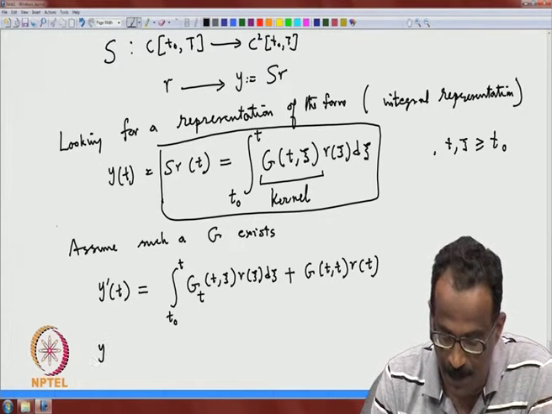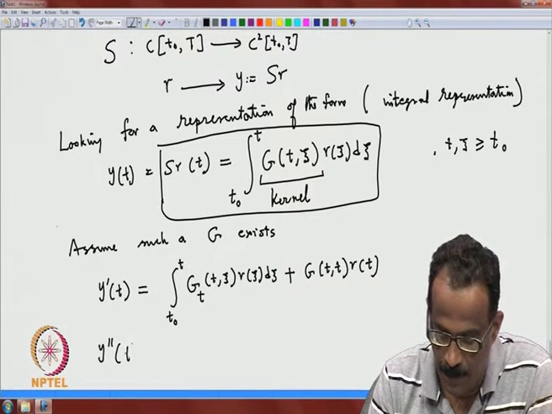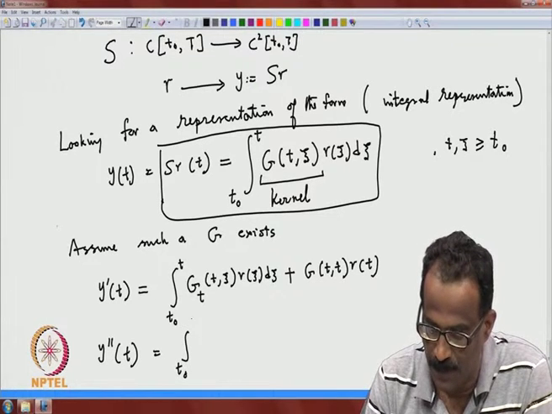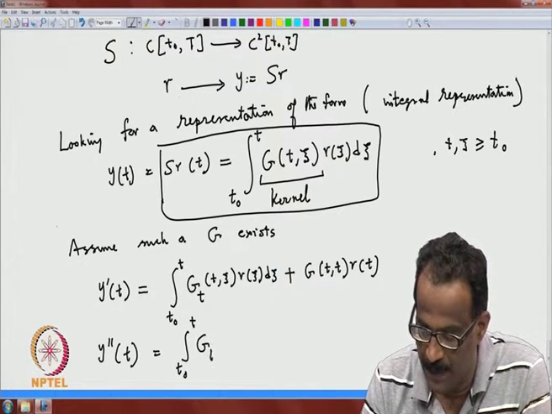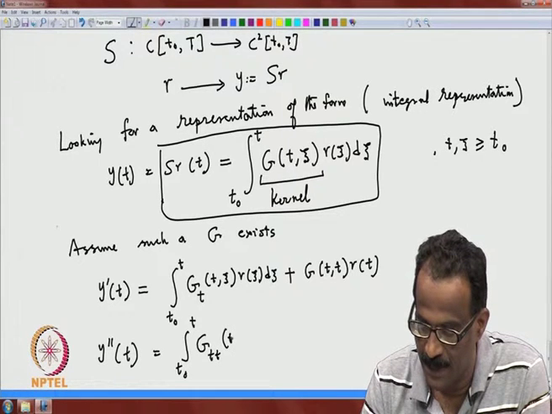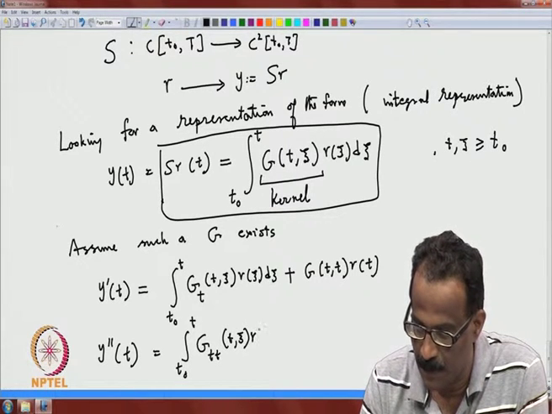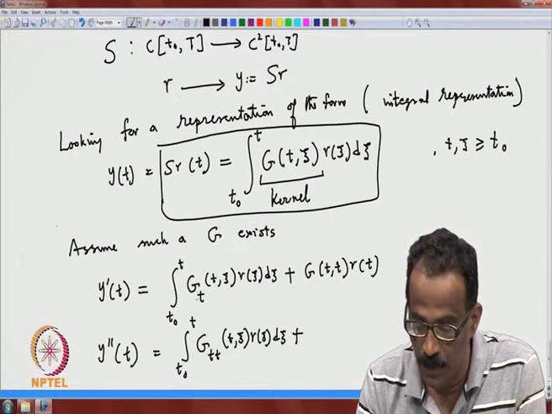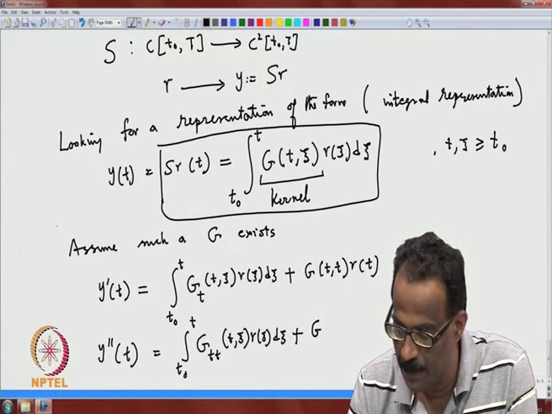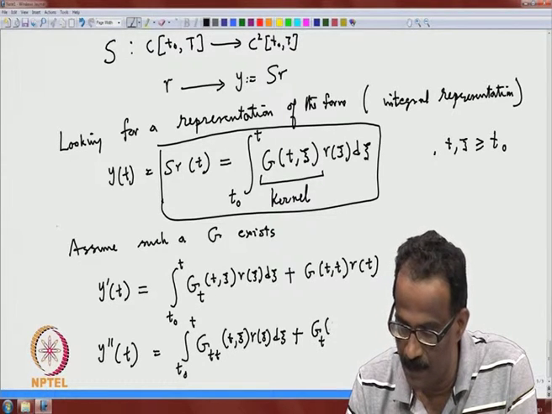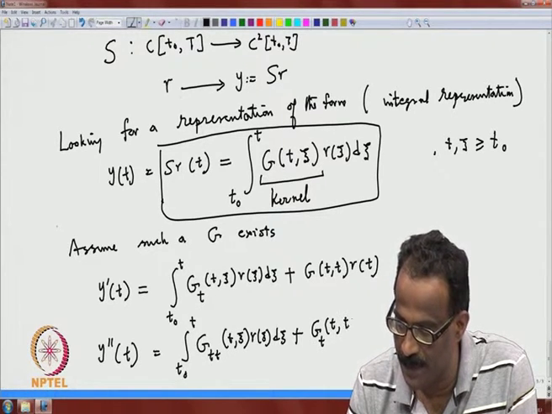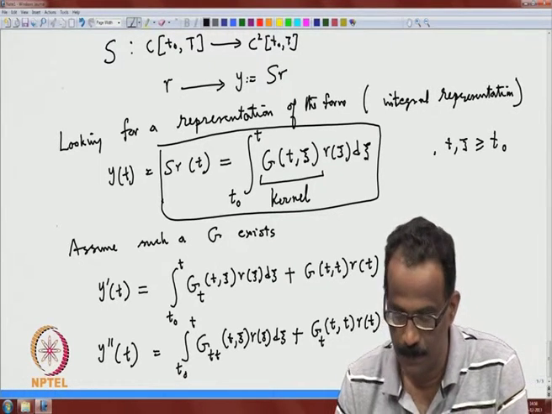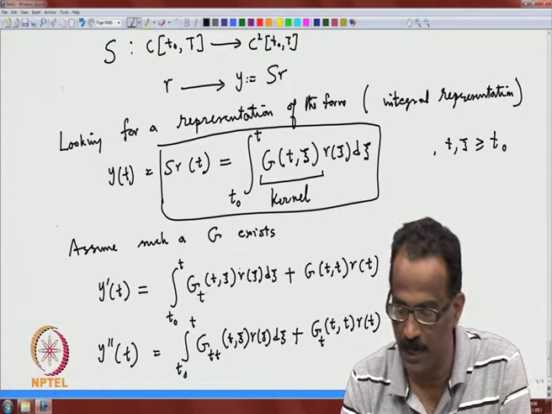Now, compute your y double prime of t. When you compute your y double prime of t, you have the integral from t naught to t of g_t(t, psi) r(psi) d psi, plus you have already computed g(t, t) evaluated at t, r(t). That is coming, this is fixed. So, that will not come.